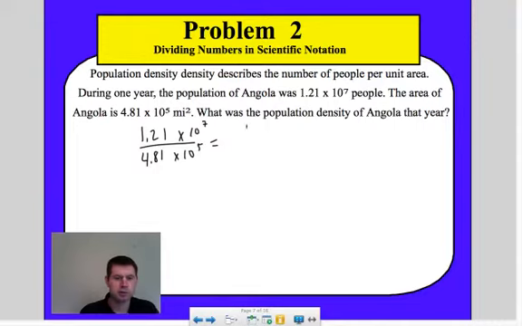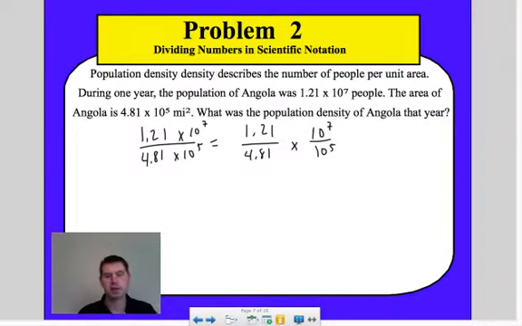Now to work this out, we're going to take the 1.21 and divide that by the 4.81. Now this is very similar to what we did in the multiplication section, where we would multiply numbers with the numbers and we would take the powers of 10 times the powers of 10. Okay, this is just division, so it's the same concept. Now if we divide this number, you should get 0.252 times 10. Now we're going to take the 7 minus 5, which is going to give us the 2.